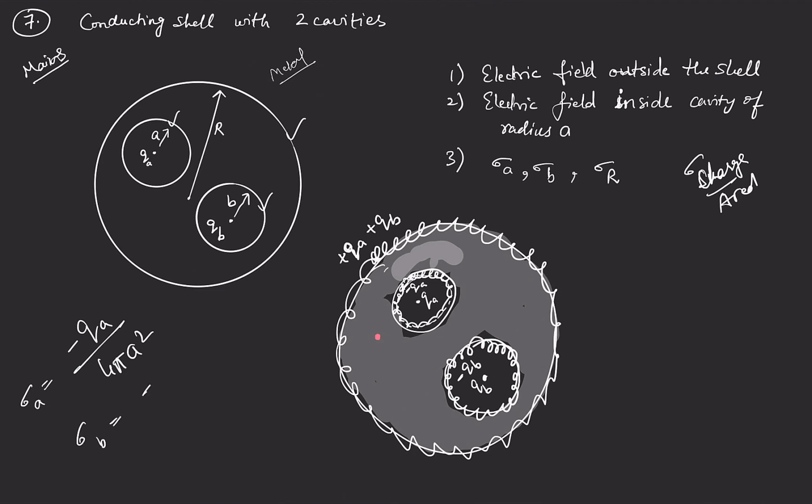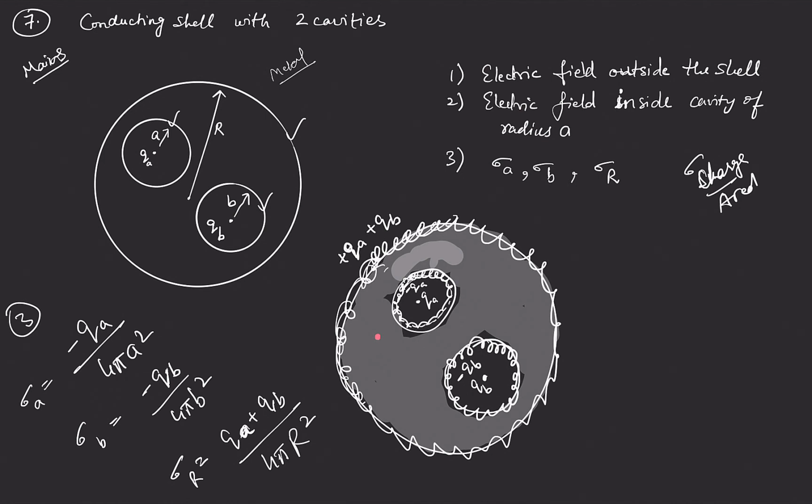Similarly sigma B is minus qb over 4 pi b square. And sigma C, the net charge accumulated on the outer surface is qa plus qb, divided by the area of this outer surface, which is 4 pi capital R square. So this is the answer to the third part.